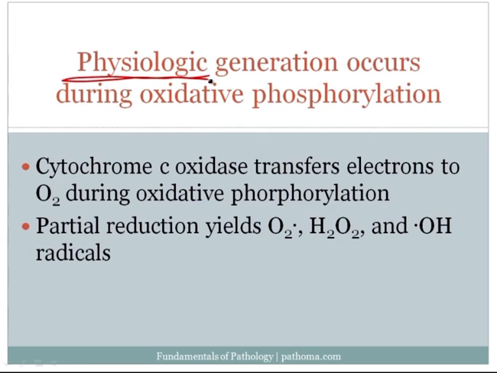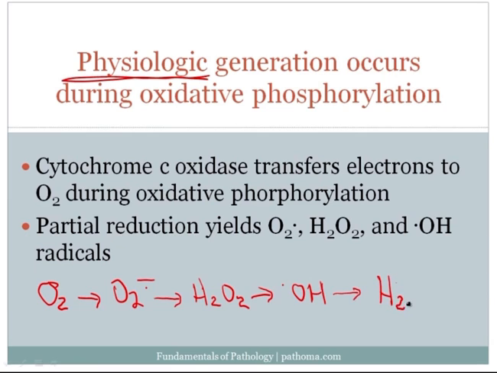But in order to understand the free radicals that are generated, we do have to review a little bit of biochemistry. So let's remind ourselves that if this is oxygen here, if oxygen accepts 1 electron, then it becomes something called superoxide. If it accepts 2 electrons, it then becomes hydrogen peroxide. If it accepts 3 electrons, it becomes hydroxyl ion. And if it accepts 4 electrons, it becomes water.